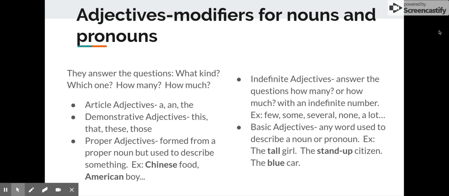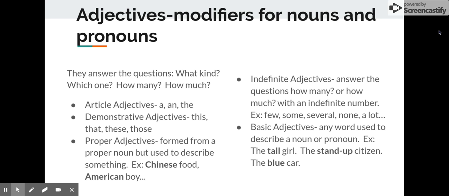Proper adjectives, these are sneaky because they look like proper nouns. And they are because they are formed from a proper noun, but they're used to describe something. Chinese food, American boy. Just because Chinese is in a sentence does not mean it's talking about a person. In that case, we are not talking about a Chinese person. We're not talking about a noun. We're talking about food. So Chinese answers the question, what kind of food? Chinese food. Therefore, it is a proper adjective.